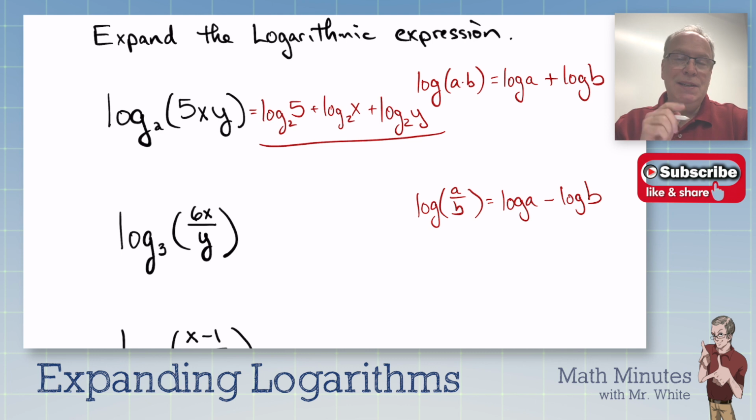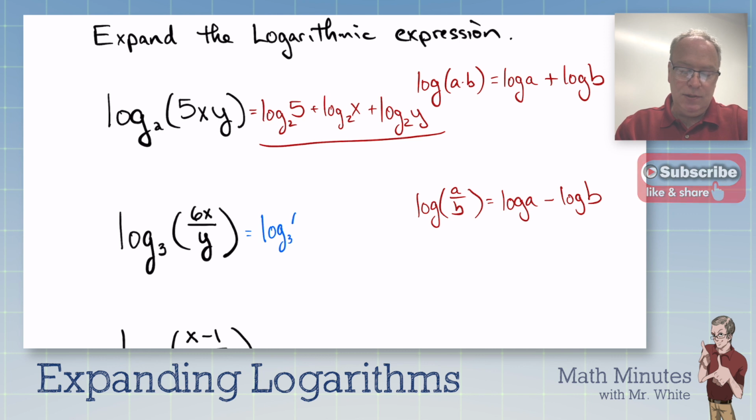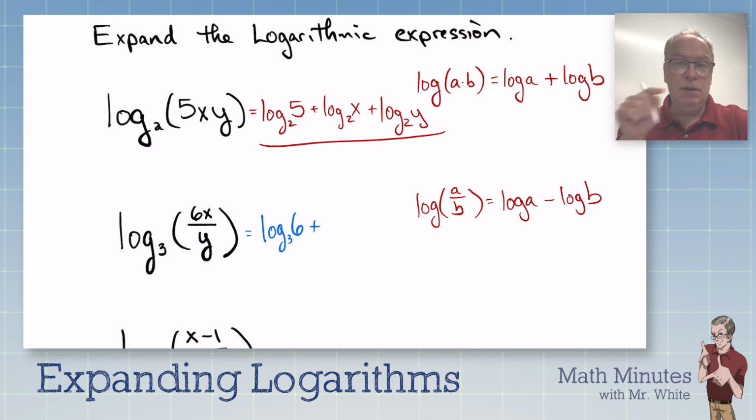So you see on the top here, we have a 6 and we have an x. Those are both on the top, so they are going to be positive. So this will be log base 3 of 6 plus, again, because these are both on the top, log base 3 of x. And then, because this y is on the bottom, we're going to write a separate log, but it's going to be negative, minus log base 3 of y.